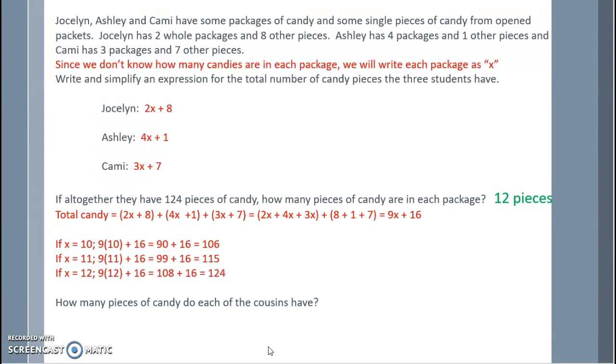Let's determine how many pieces of candy each of the cousins has. So 2 times 12 is 24, plus 8 is 32. 4 times 12 plus 8 is 48 plus 8, so Ashley has 56 pieces. And Cammie has 3 times 12, or 36, plus 7, so 43 pieces of candy altogether.